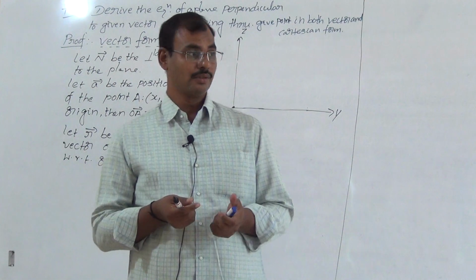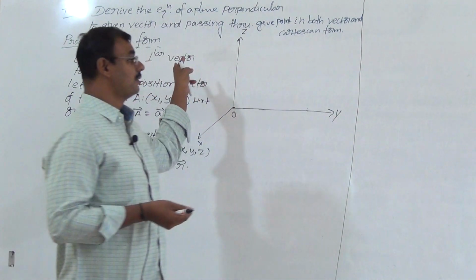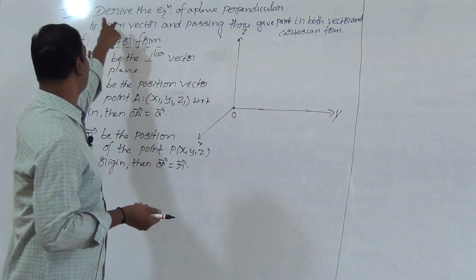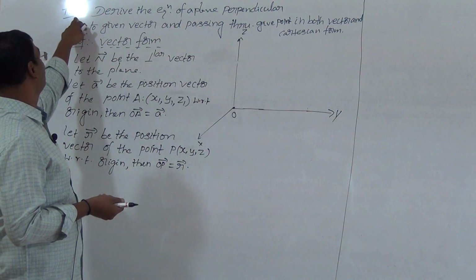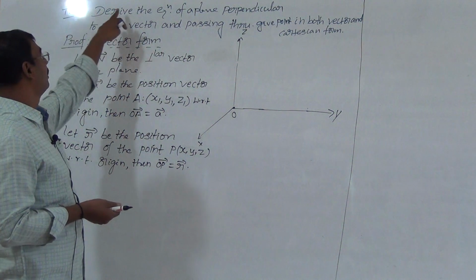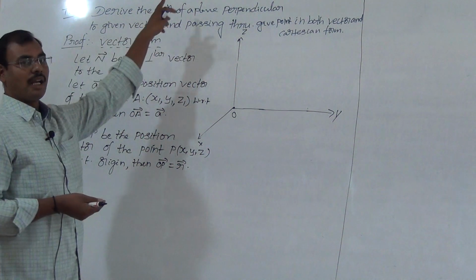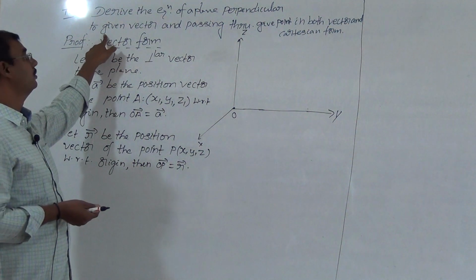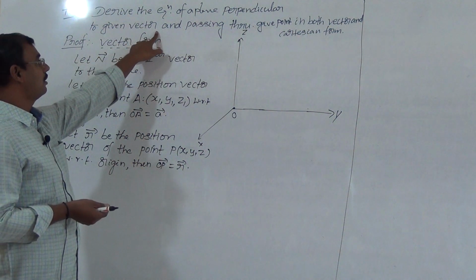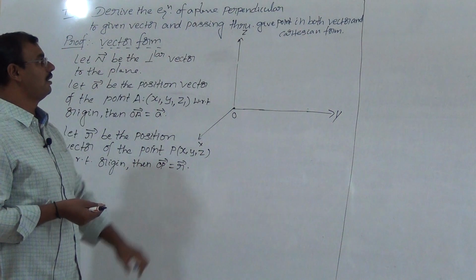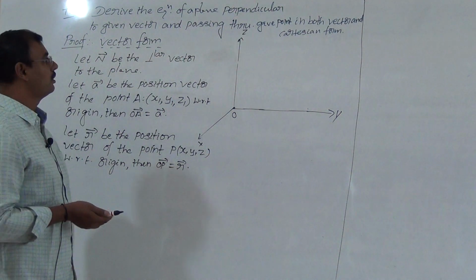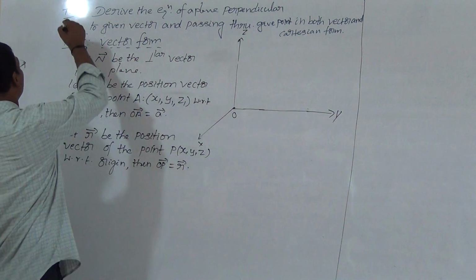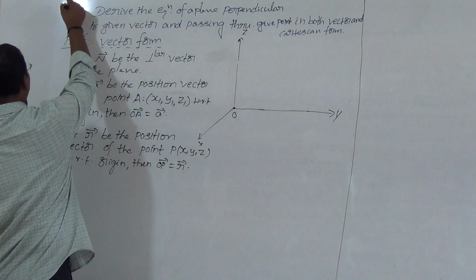Today we are going to talk about theorem number 2 in equation of planes. See the question. They are asking: derive the equation of a plane perpendicular to a given vector and passing through a given point, in both vector and Cartesian form. So all of you practice theorem number 2 also.